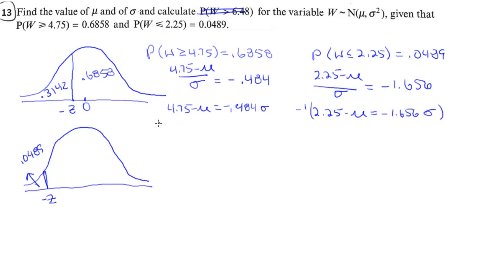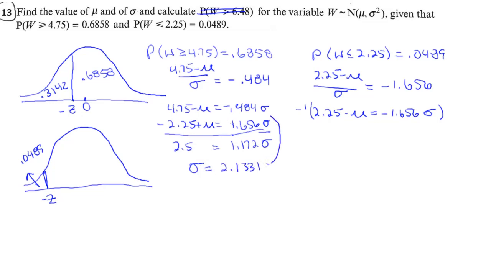I multiply it by negative 1, put it underneath the other one, and then add them up. And I'm going to get rid of my two means. And I'm going to find out that 2.5 is equal to 1.172 standard deviation. I'm going to divide, and I'm going to find out that I get 2.1331 as my standard deviation. If I substitute that back into one of the original equations, I found out the mean is equal to 5.7824. And then all I got to do is round to 3 significant figures.